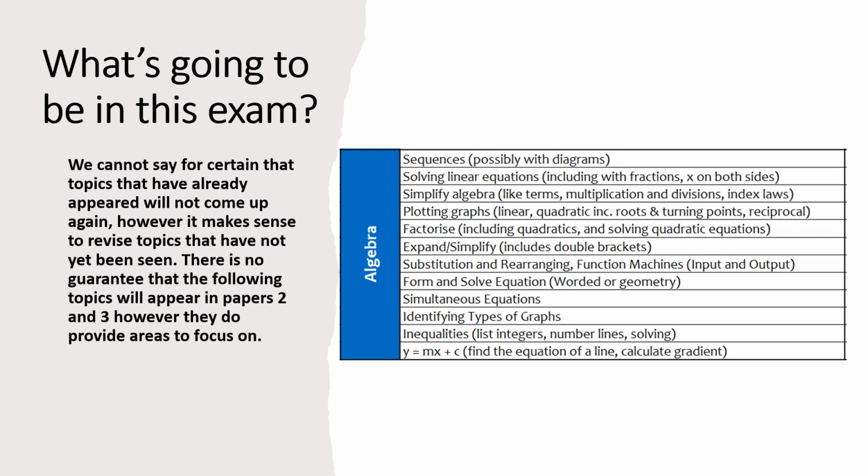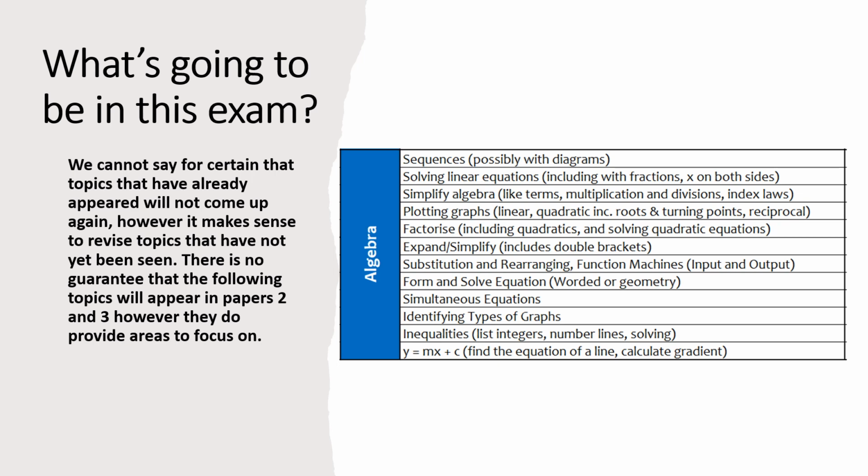And then the final strand is our algebra. Didn't again see loads of algebra in paper 1. We didn't see that really common question where you might have to simplify and collect like terms. You might have to expand a bracket. You might have to factorize. We didn't see any of that. So likely that those things are going to come up.